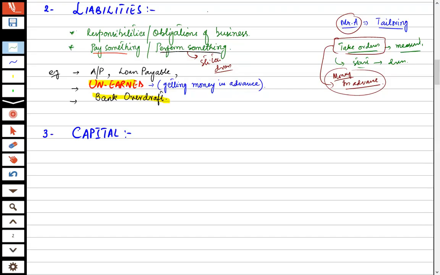Okay. Since we are in the beginning stage, I am taking it from scratch. Now see what capital is. Capital means initial investment.